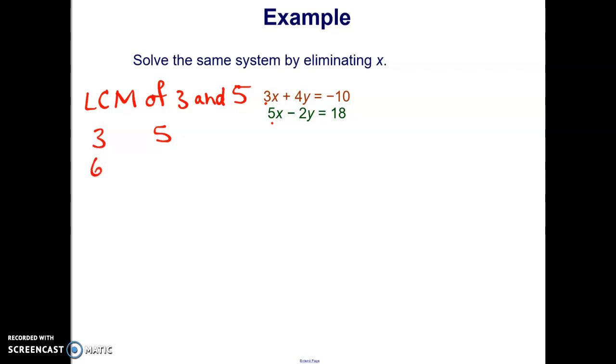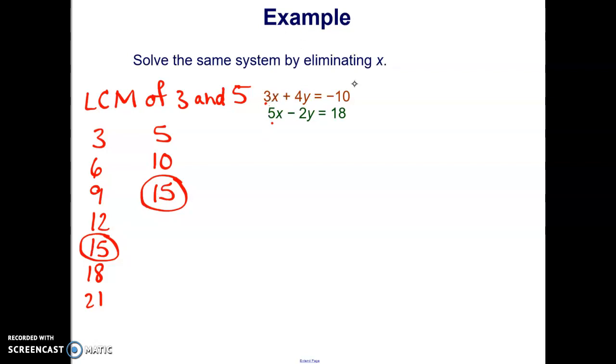3, and then 3 times 2 is 6, 3 times 3 is 9, 3 times 4 is 12, 3 times 5 is 15, 3 times 6 is 18, 3 times 7 is 21, and I'm just going to stop there. Then I'll go back and I'll check 5. 5 times 1 is 5, 5 times 2 is 10, 5 times 3 is 15, and that's as far as I have to go because I have found a number that is in both lists. Once I get to the first number that's in both lists, that's my least common multiple. So if I want to eliminate the x variable, I just have to make this least common multiple 15.